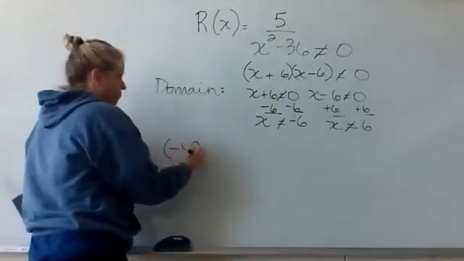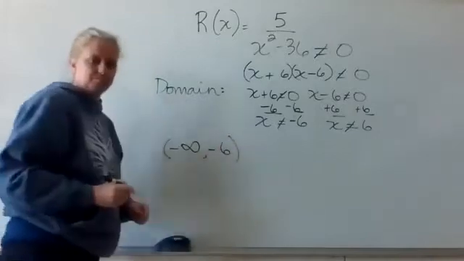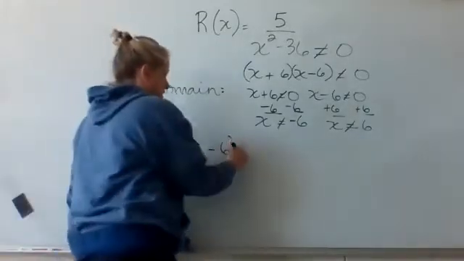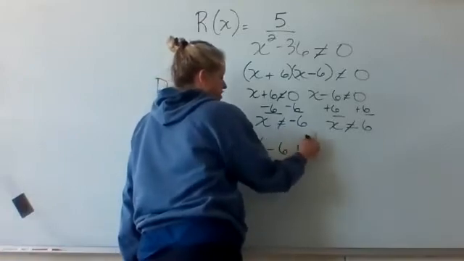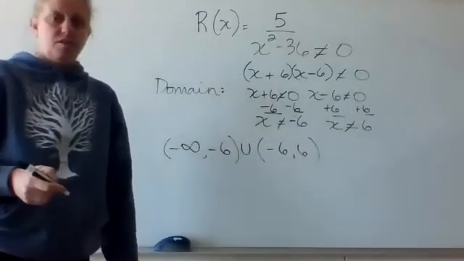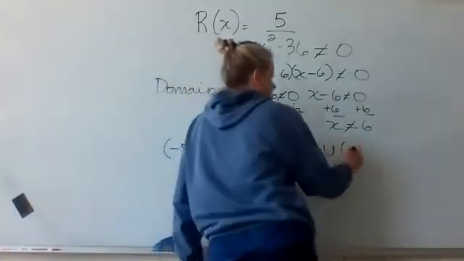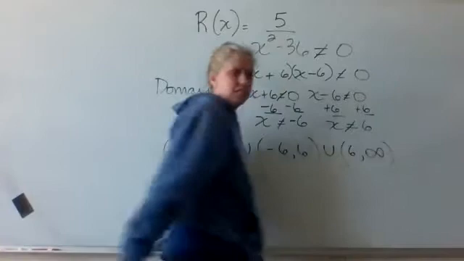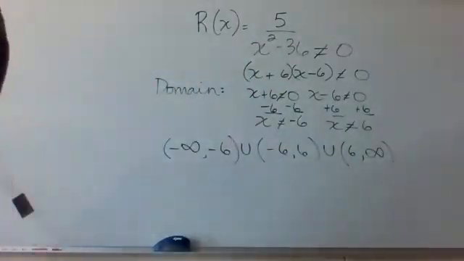So from -infinity, I would run up to -6 first, in union with all the numbers in between, so -6 to 6, in union with all the numbers above +6, so from 6 to infinity. So there is the domain.